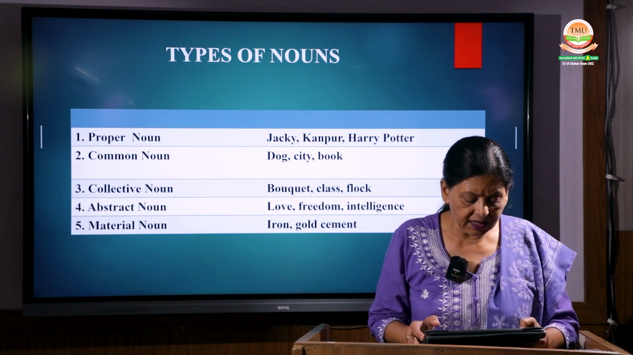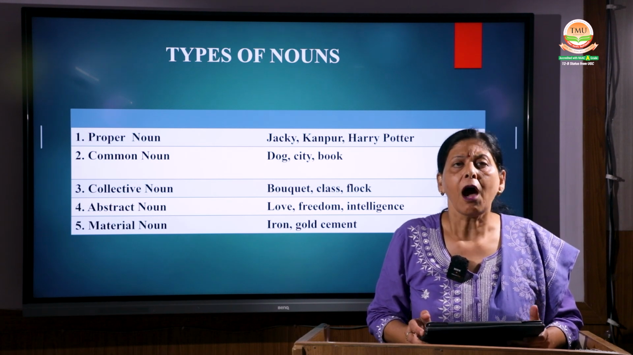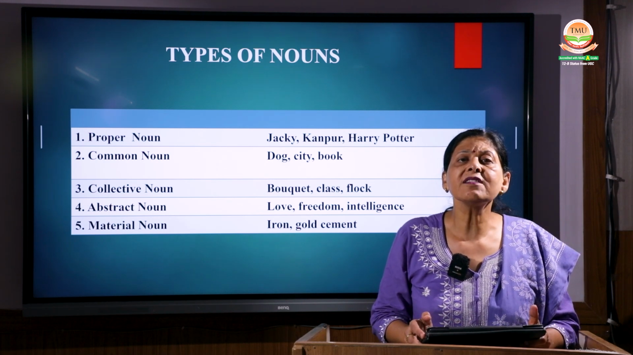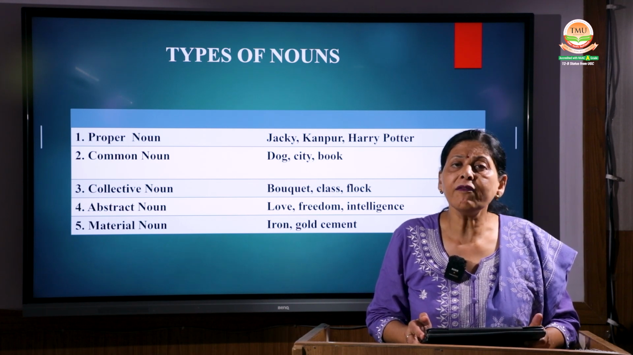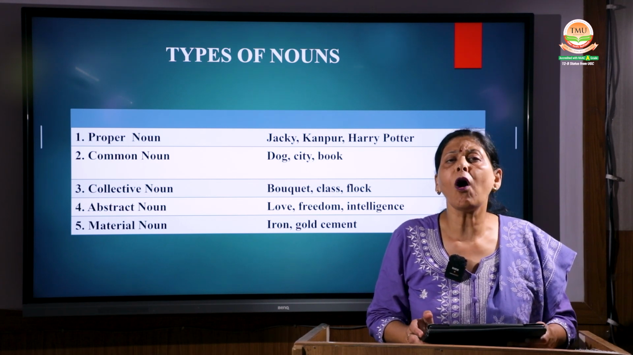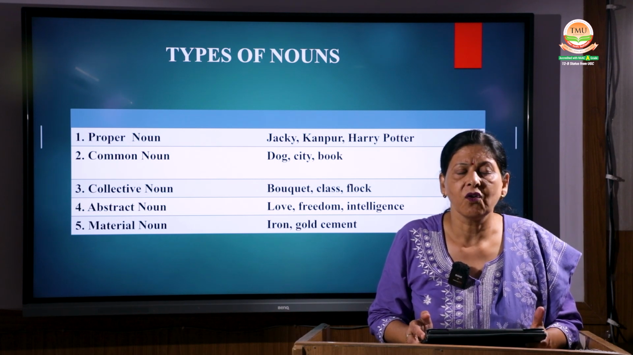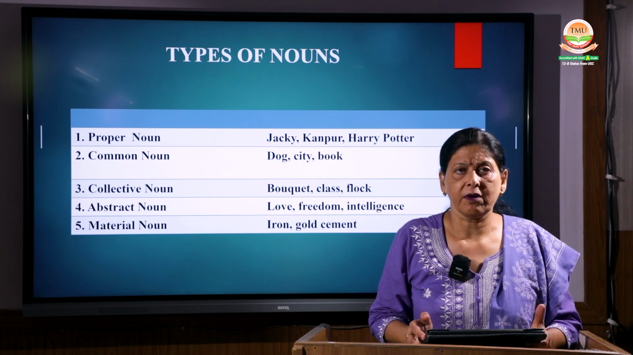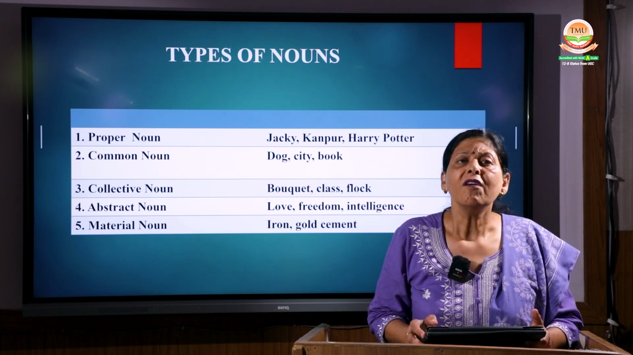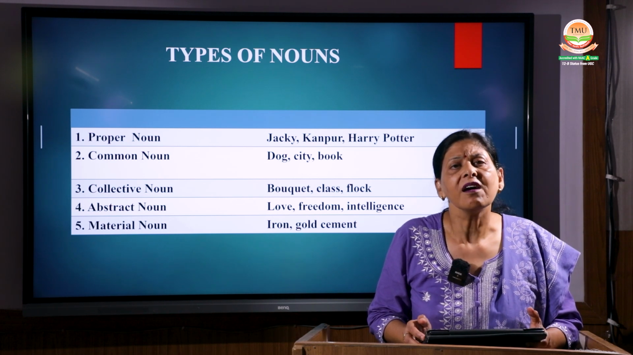Now the third category is collective noun. Collective noun is the name which is given to a collection of things, a group of things, that is a class of students. A class of students. So the group of students is named as a class. A flock of sheep, flock is the name which is given to a group of sheep. So that is a collective noun.